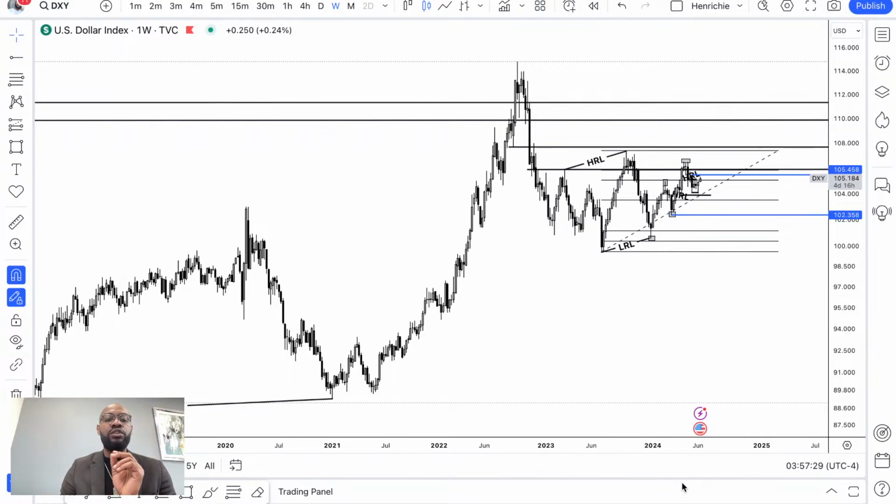Personally, before I will look for a buy on this pair, I want to see a significant break and close above this high.